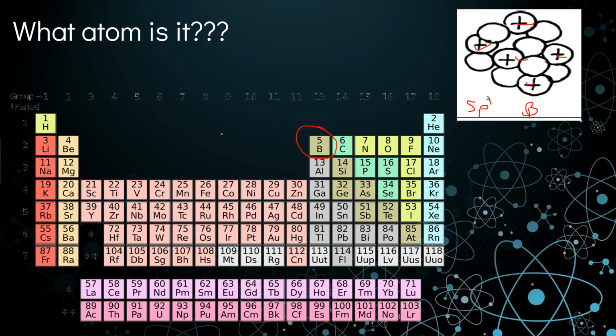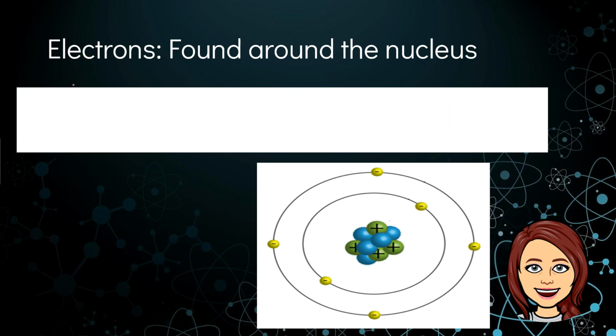Notice that as I'm moving my way through the periodic table, my atoms are getting bigger and bigger because there are more protons. Now, the electrons are found around the nucleus, like you can see here. Electrons are negatively charged. Remember, our protons are positive, making our nucleus positive. Our electrons are negative, and there's this beautiful attraction that keeps our electrons hanging out around that nucleus.